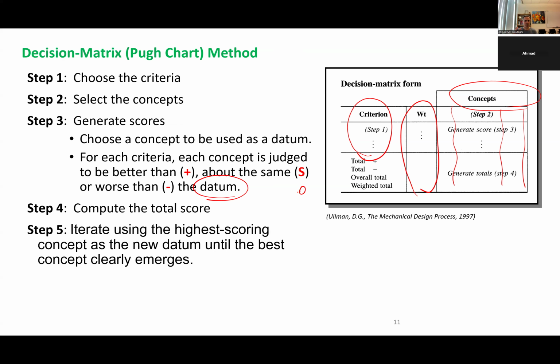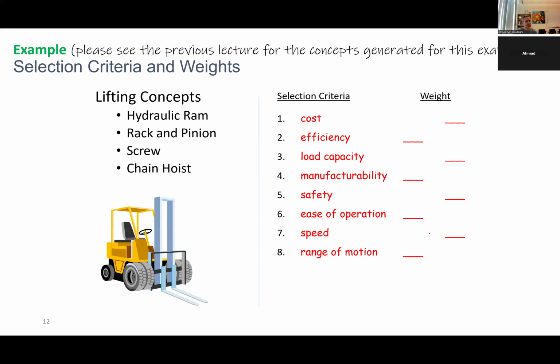You do the math for each column, considering the weight, and that gives you some scoring for each concept. I'd better get into an example so you have a better idea. Remember in last lecture, we talked about designing a modern forklift. If you didn't have a chance, please go back and check that lecture and see the design that we came up with.